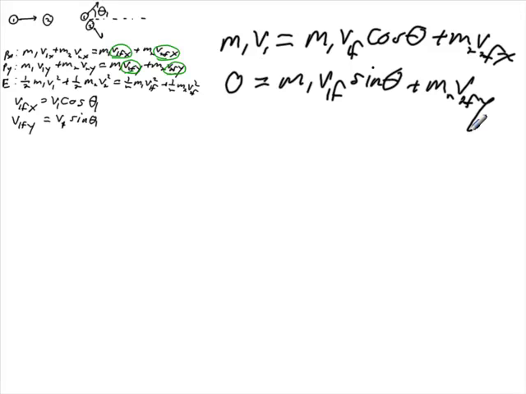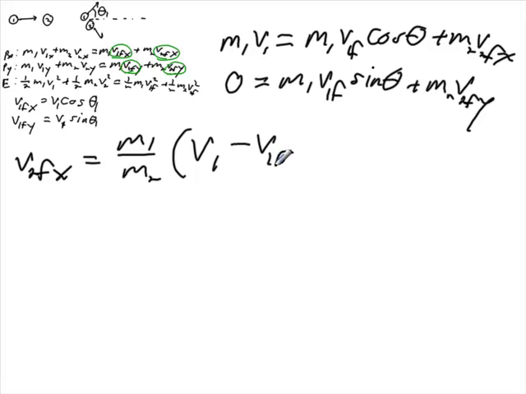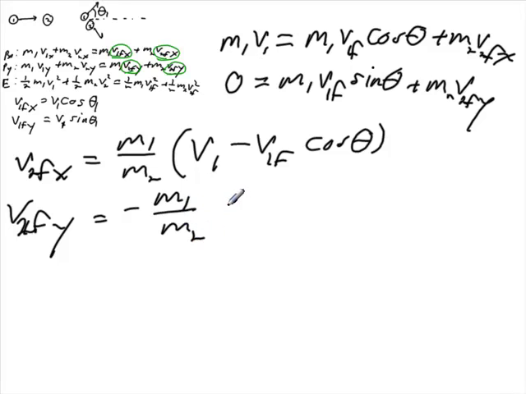So I can solve those. I have v2 final x is m1 over m2 times v1 minus v1 final cosine theta. And v2 final y is simply negative m1 over m2 v1 final sine theta. Now I will square each of these and add them together.